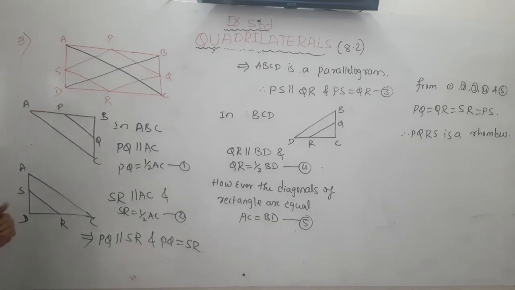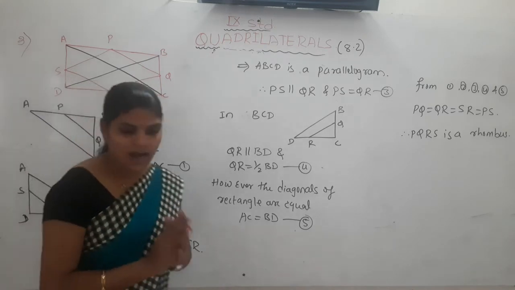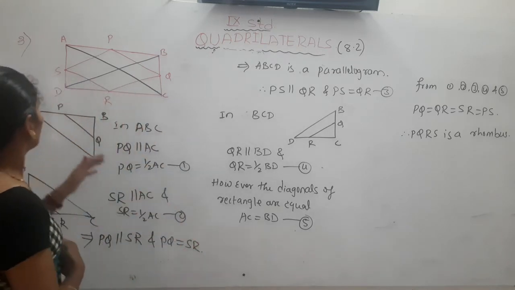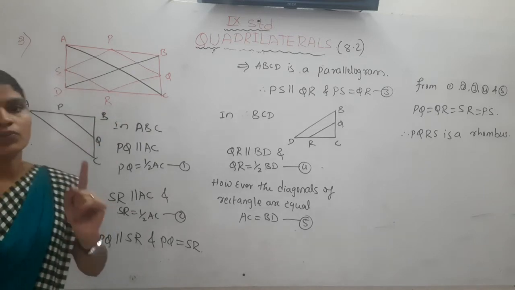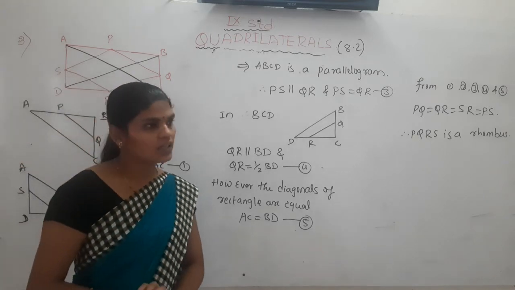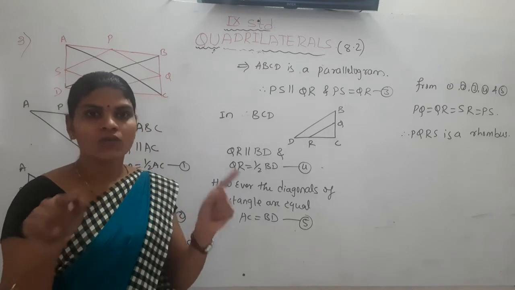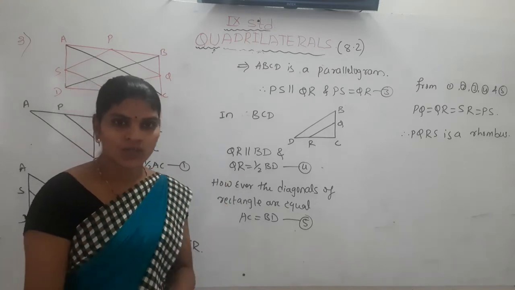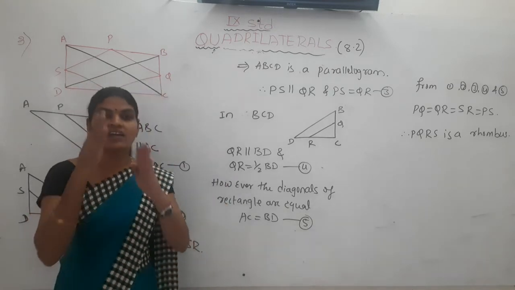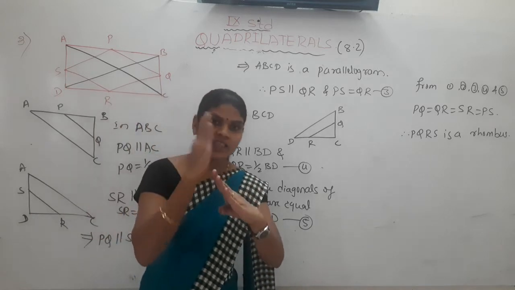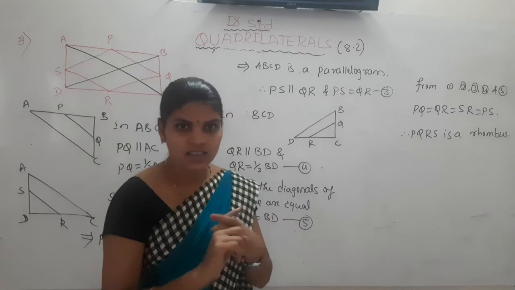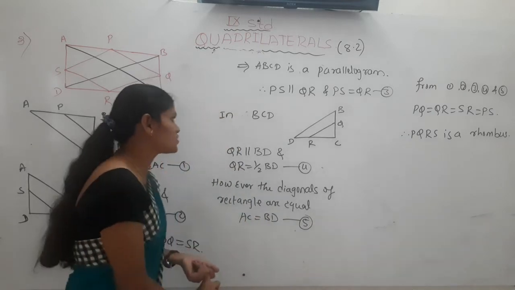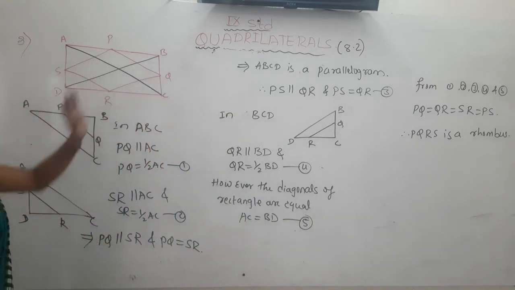So now what is our job? Show that the quadrilateral PQRS is a rhombus. What is a rhombus? All four sides are equal to each other and the diagonals intersect each other at right angles. Yes, these are all the conditions we have to satisfy for this PQRS here.